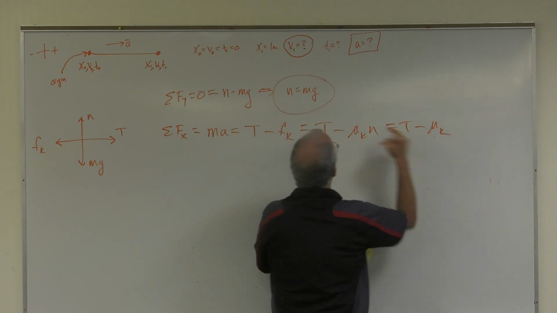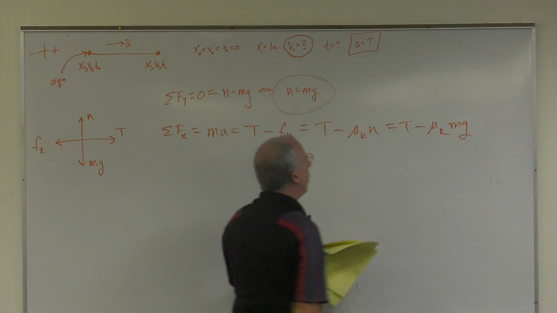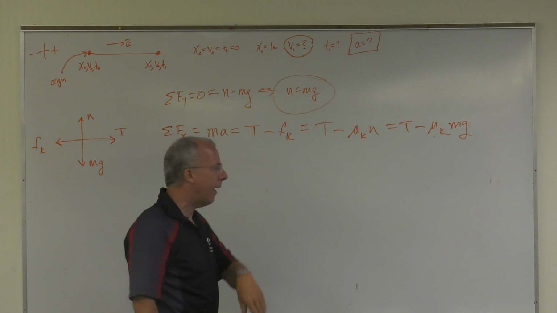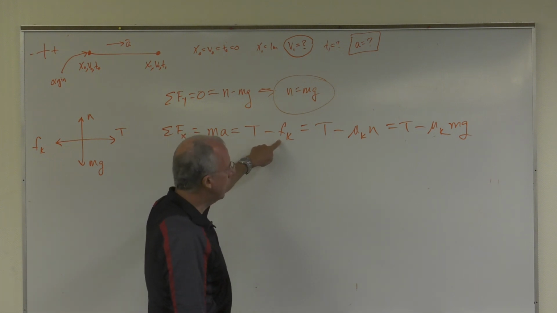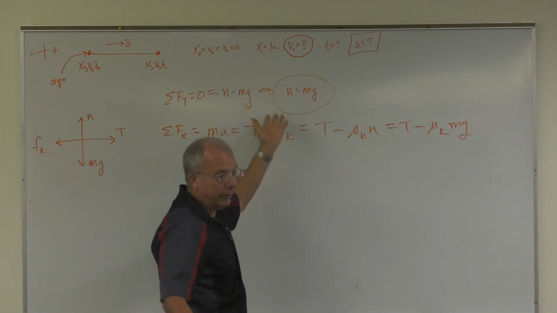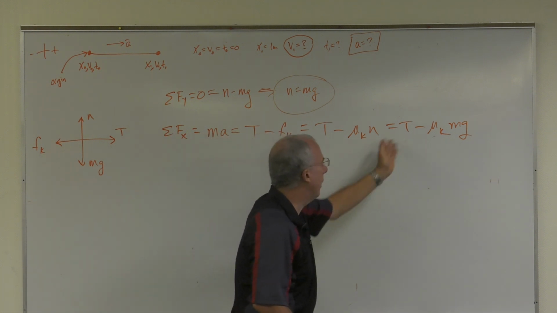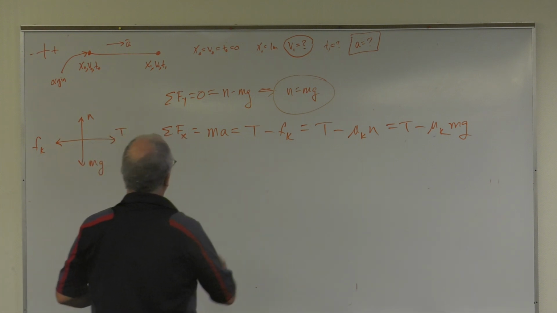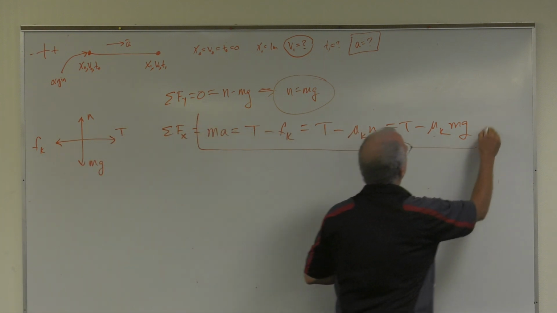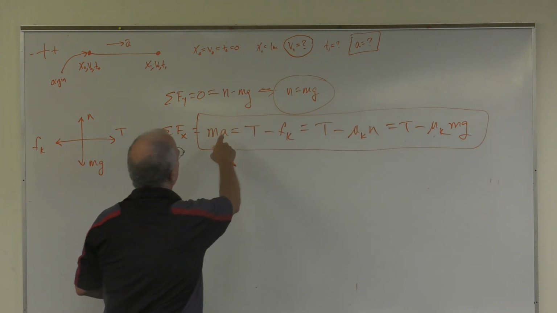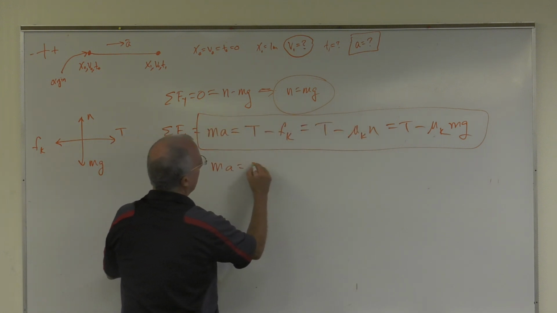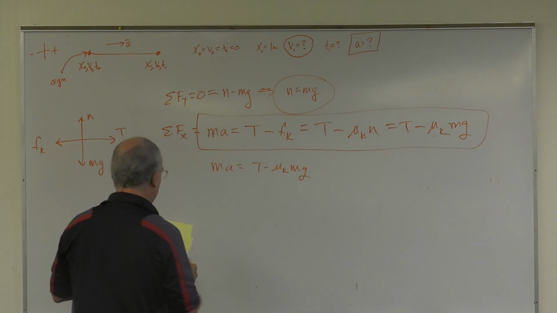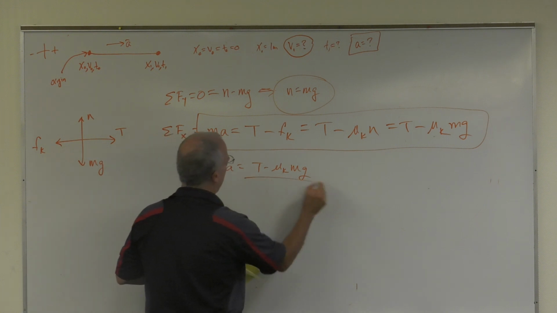N is mg. I'm showing you all of the steps, but pretty soon you're not going to do all that. As soon as you see Fk, you're just going to write mu k mg. I hope you do anyway. You don't have to show every little step. All right, so we're trying to solve for A. We have ma equals T minus mu k mg. So you solve for A by dividing both sides by m.